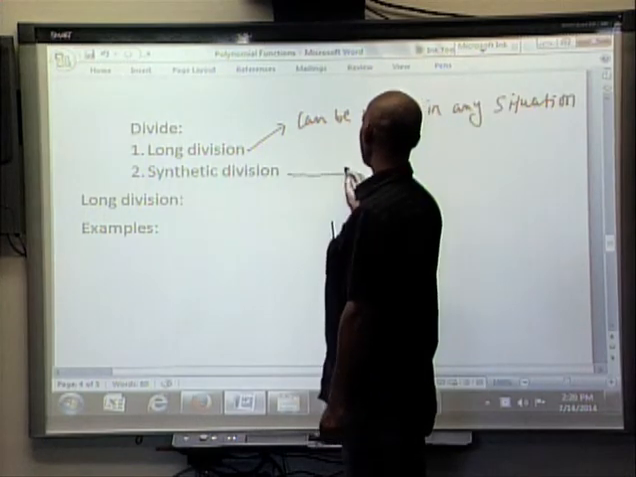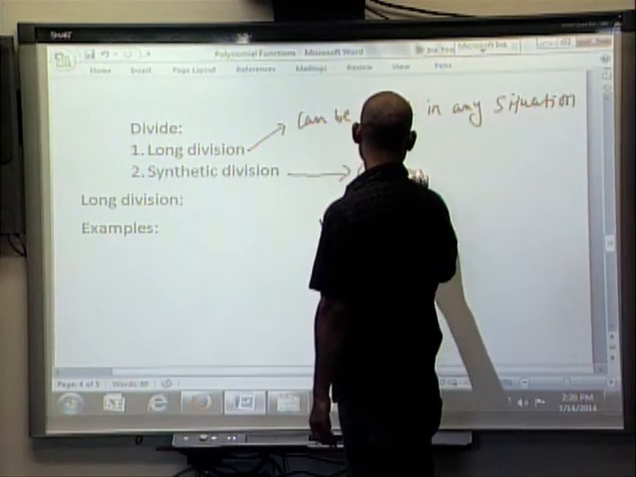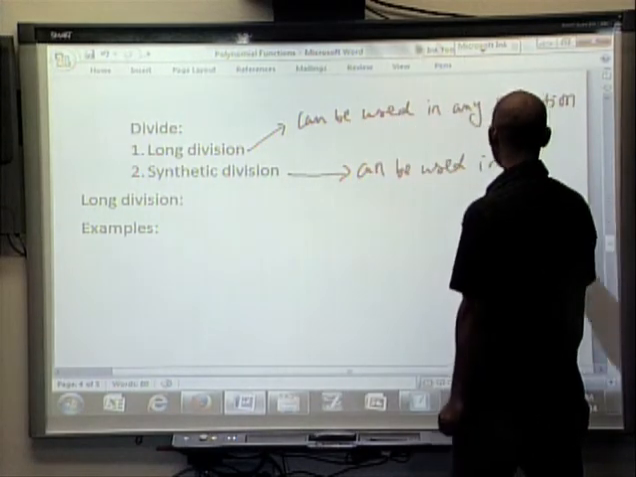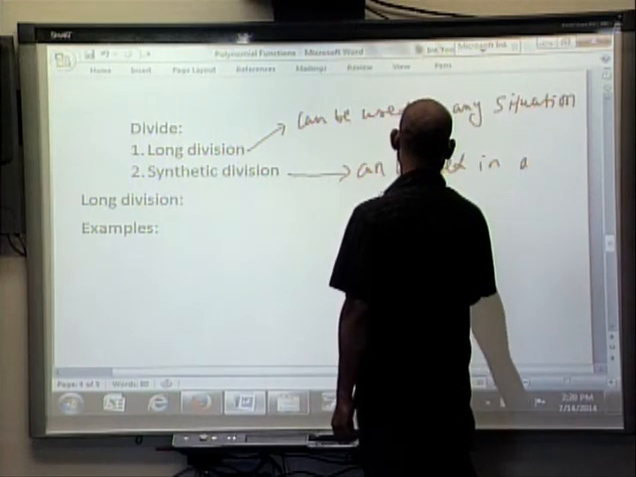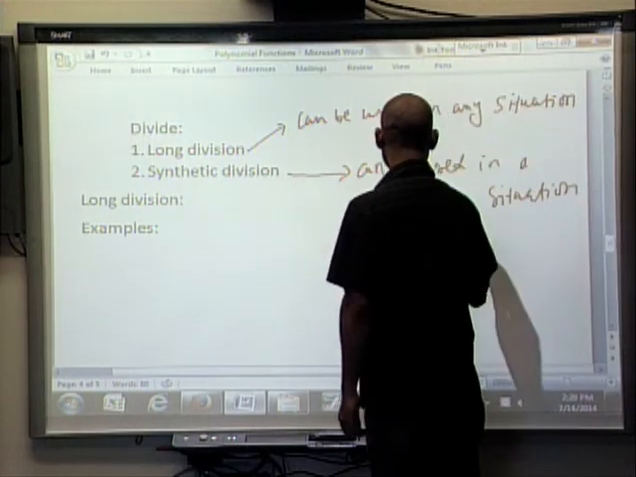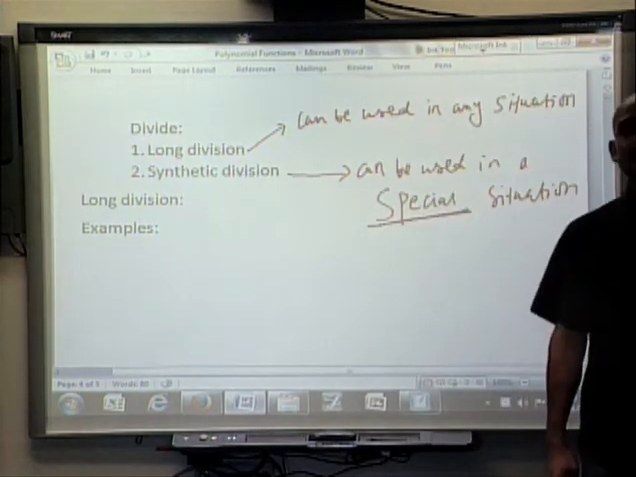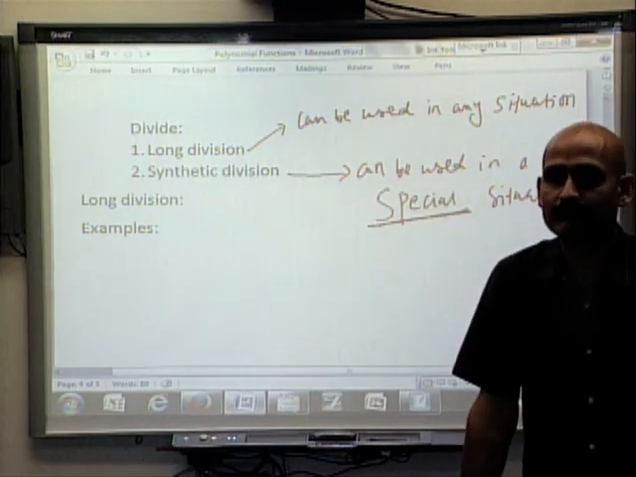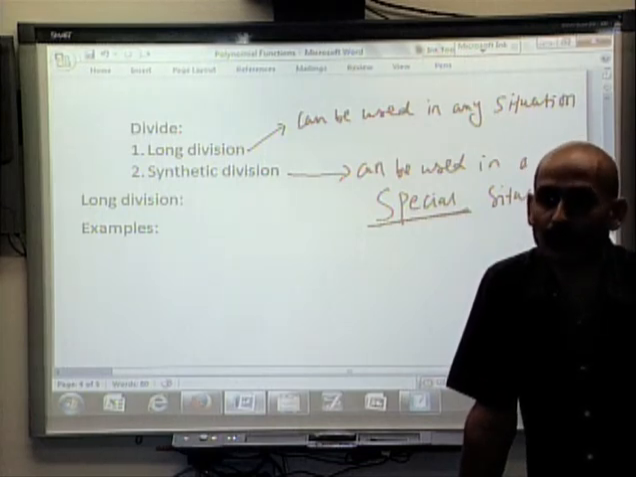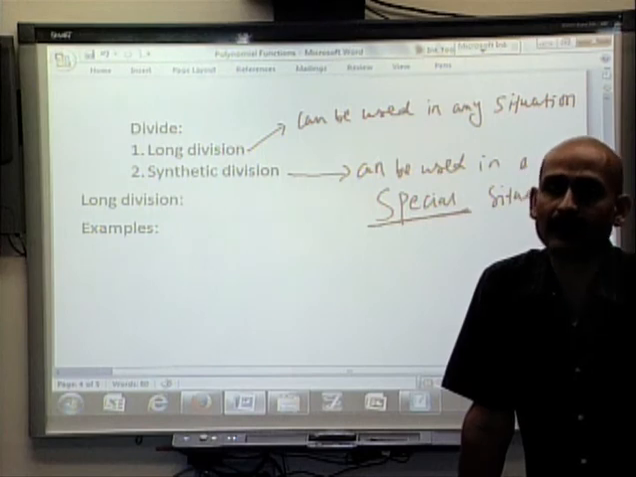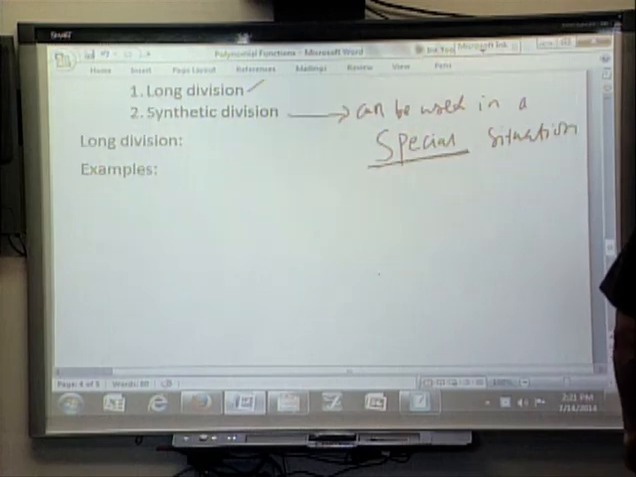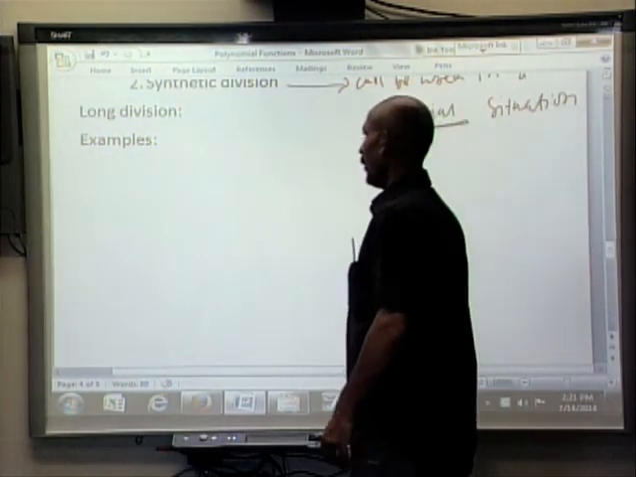The synthetic division can be used in a special situation. I will explain later on what the special situation is, I mean, what special situation we should see before we apply synthetic division to divide a polynomial by another polynomial. First of all, let us talk about the long division.